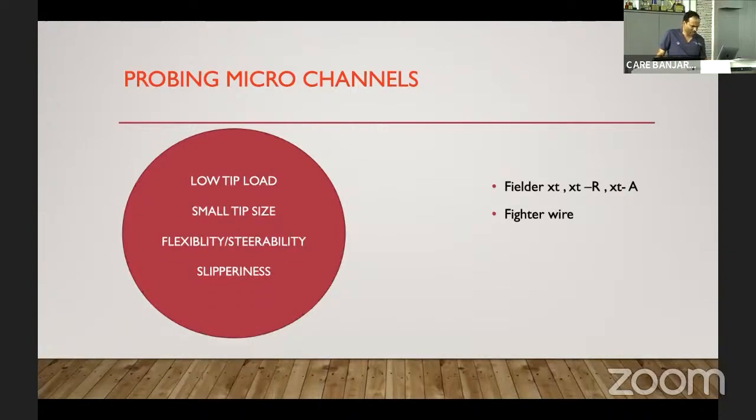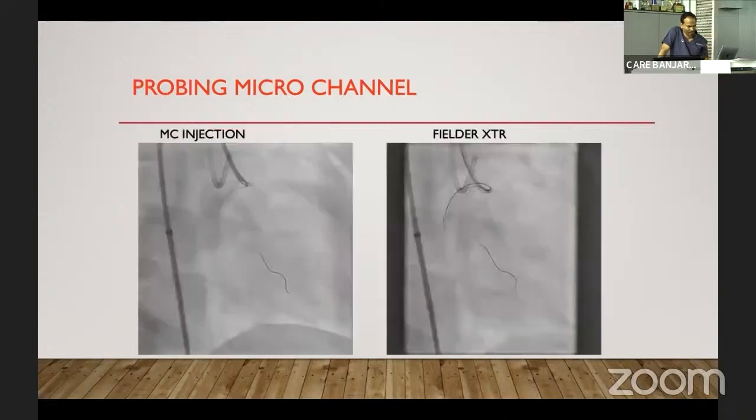But of course, there is a trade-off. A low tip load, small tip size, and slippery wire never gives you great steerability and great tactile feedback. So you don't see any tactile feedback with this wire. The most important thing is never push this wire, only rotate it. It will choose the path which is available in the CTO. So this is not a wire to direct. If you try to direct, you end up creating microdissections and probably even a subintimal entry.